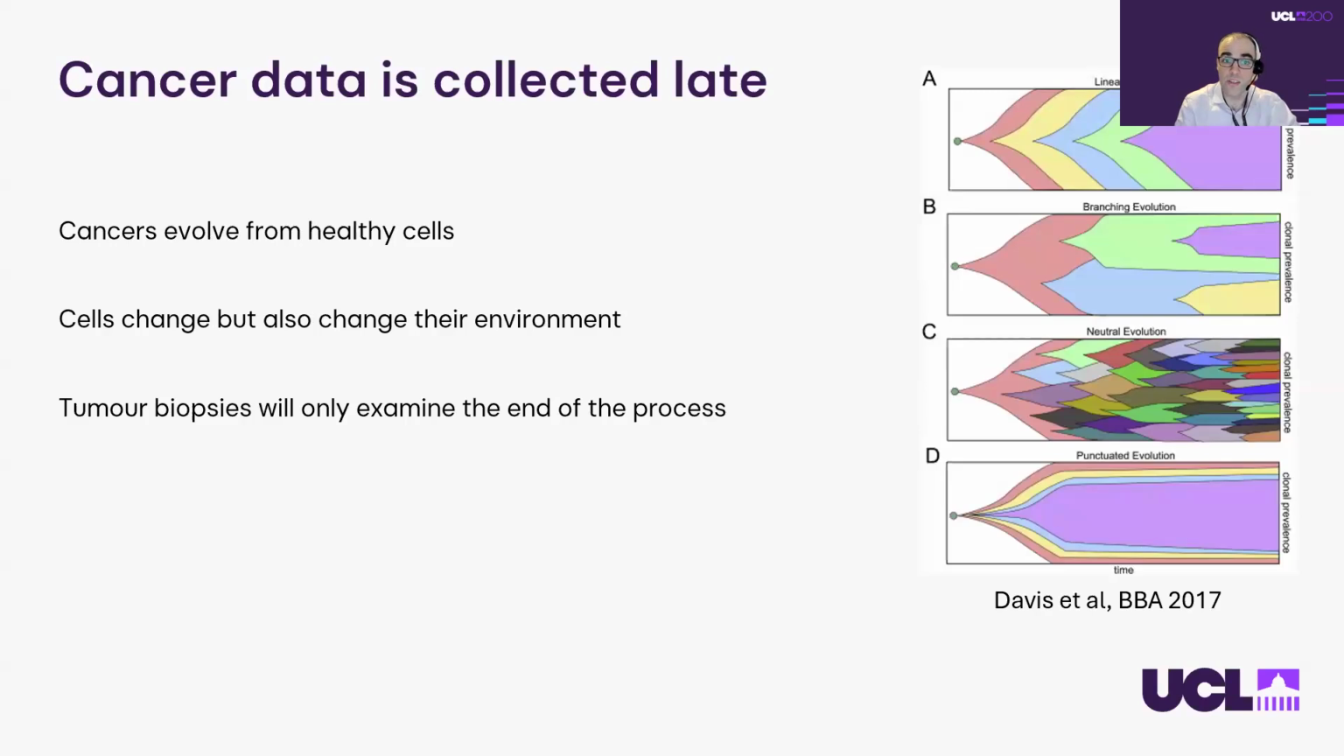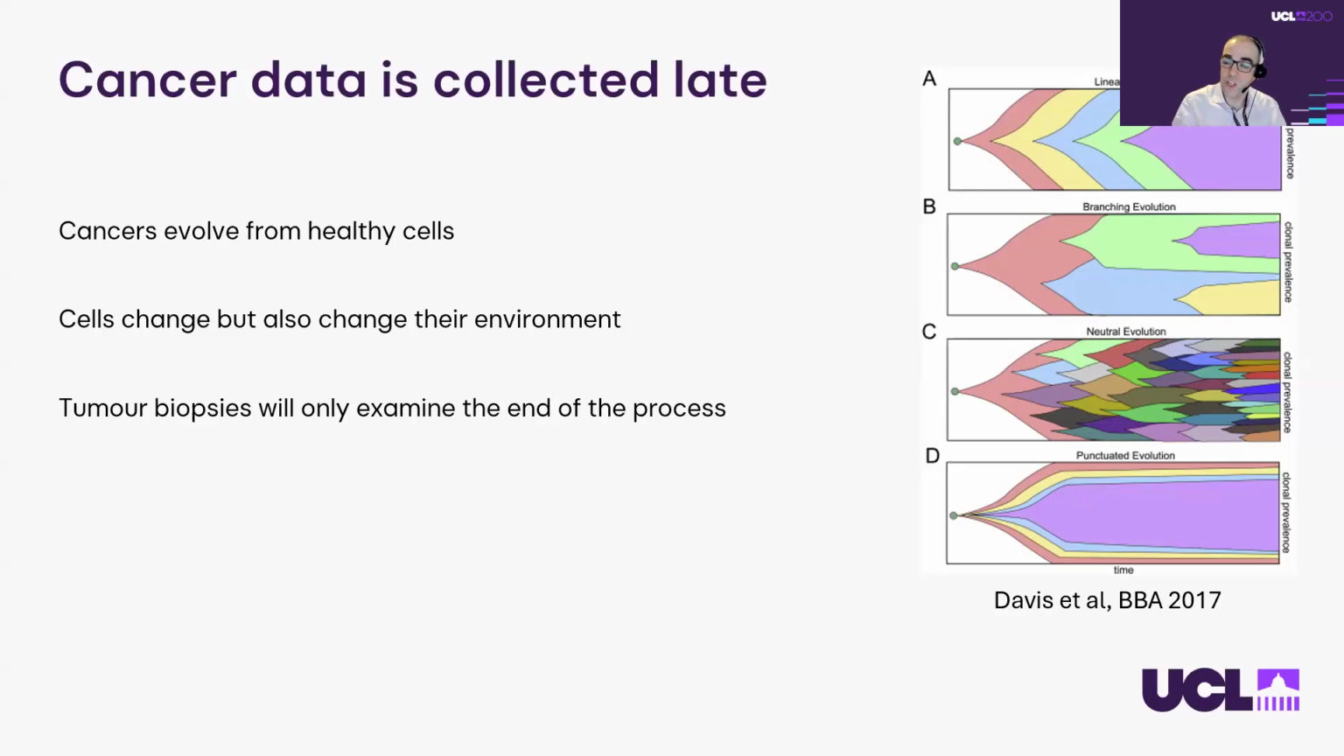The reason for this is that cancer data is inherently collected late. Cancers evolve from healthy cells. At one point in their lineage, the cells that grow into tumors are normal, unmutated, happy in their tissues. As we age, we pick up mutations. Those mutations can come from cell intrinsic processes, like the process of division that all cells undergo, or extrinsic processes like exposure to UV.